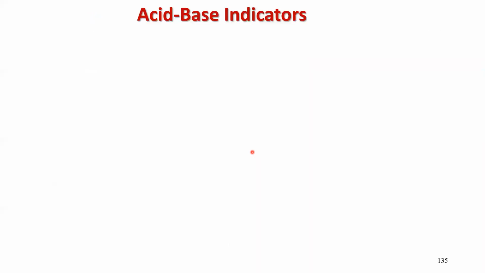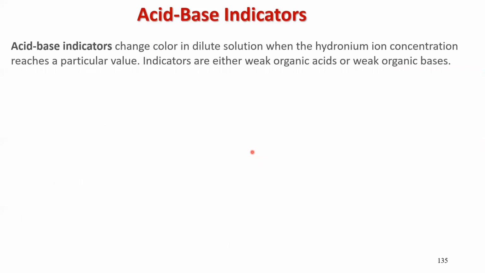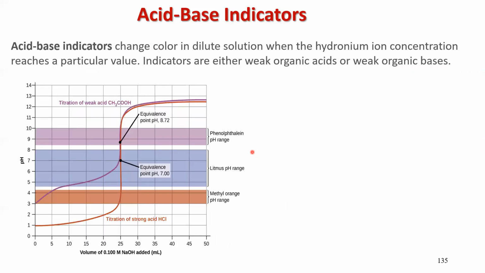All right, last thing we need to talk about in this chapter is a little bit about indicators. So acid-base indicators are just substances that we can add to a solution, and they change colors depending on what the hydronium ion concentration is. So as an example, we kind of looked at this before. Methyl orange changes colors around here. Litmus changes colors around here. Phenolphthalein, which you had in your lab, changes colors up around here.